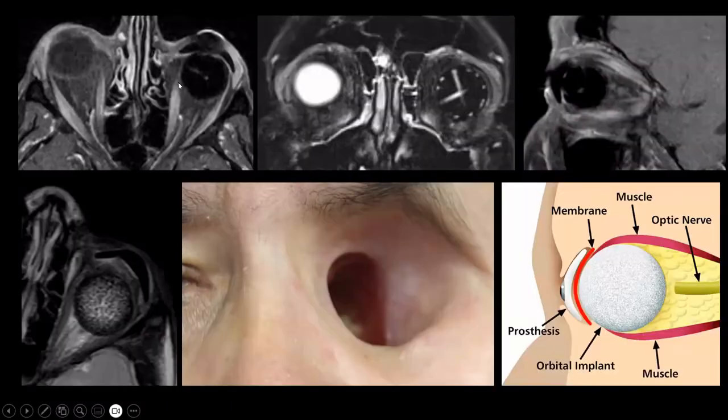Very often, the extraocular muscles are placed or inserted upon the orbital implant, as you can see on these images over here, but the optic nerve, of course, is no longer functional and detached. Then, are these scleral calcifications?